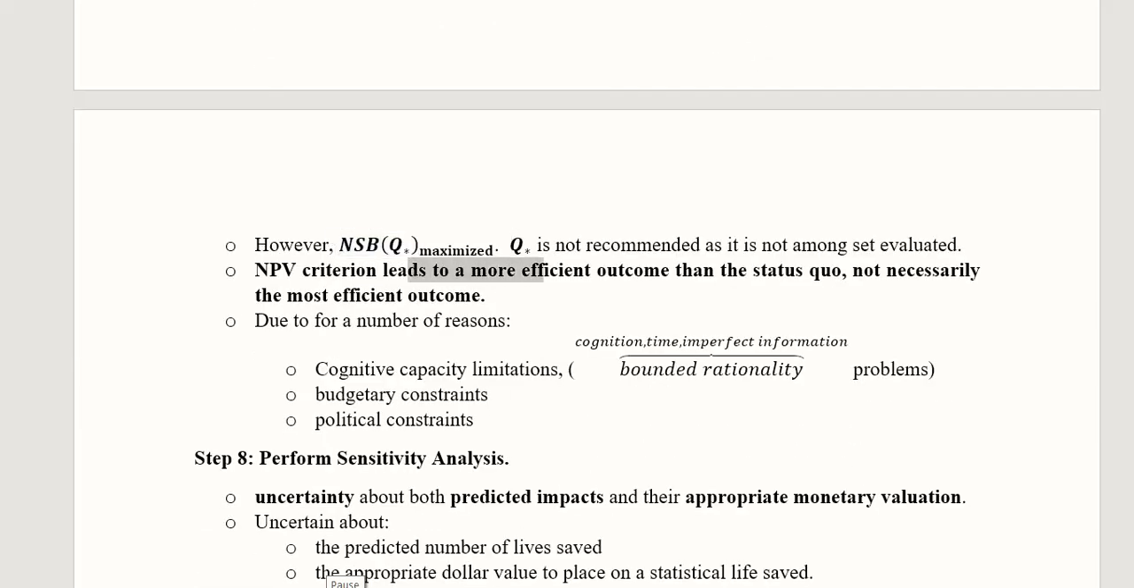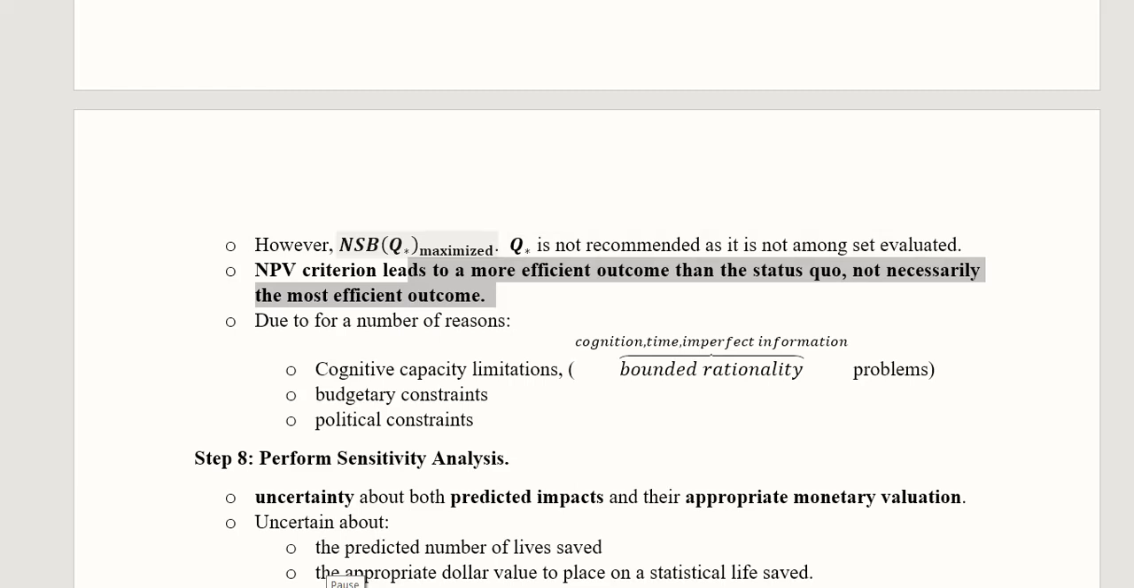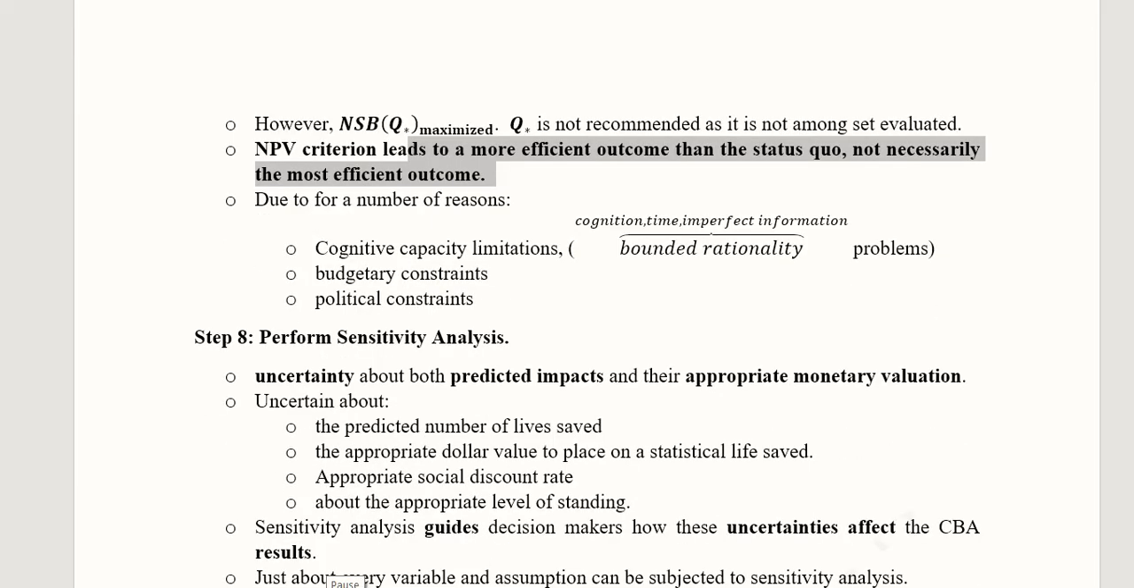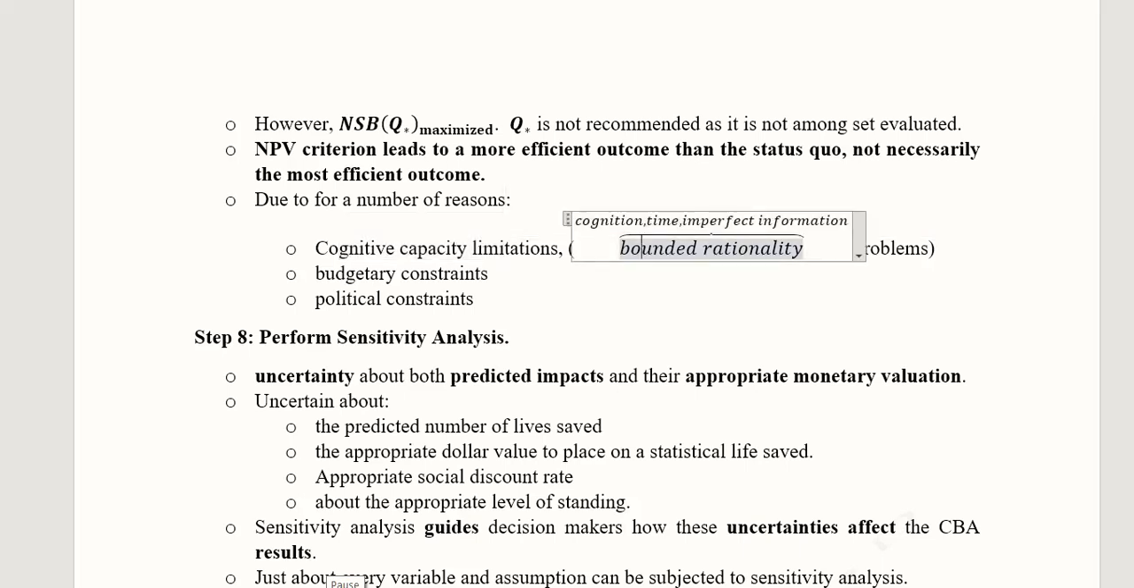NPV criteria leads to a more efficient outcome, not necessarily the most efficient, because we are not able to analyze all the alternatives, all the outputs. So there are constraints, and due to those constraints there is cognitive capacity limitation and there is bounded rationality, which means that cognition, time and imperfect information exist and we cannot recognize all the possible benefits and the alternatives that we can have in this situation. So these problems arise.